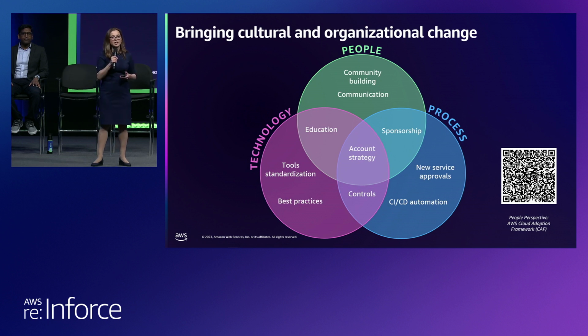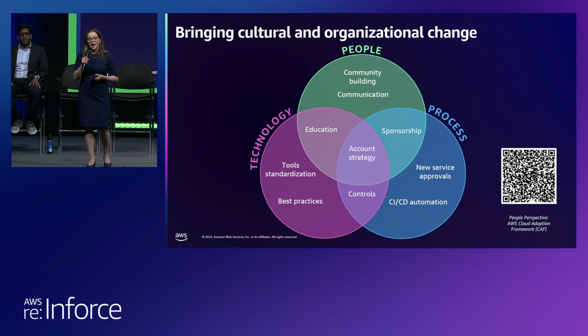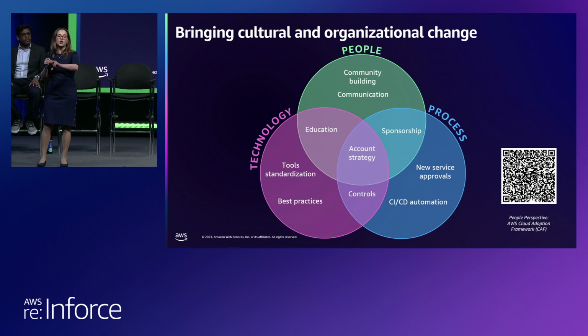And cloud governance is not just about technology. It's about people and process as well. Most organizations have a central cloud team. Sometimes it's called Cloud Center of Excellence, but there are many other names as well. And this particular central team is responsible for bringing all of these 3 aspects together. So it's not just technology, but also driving cultural and organizational change. They're champions within the organization.